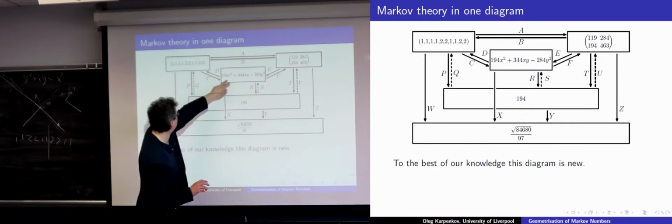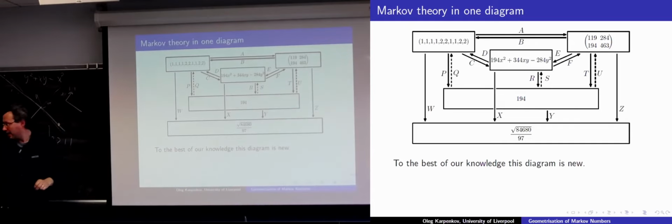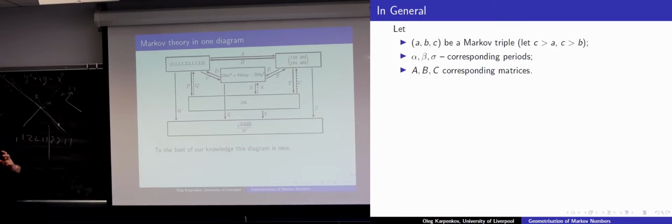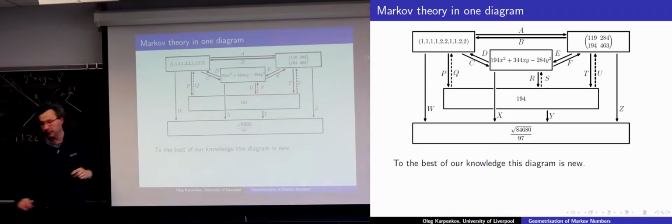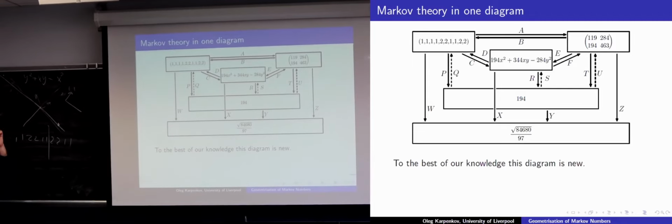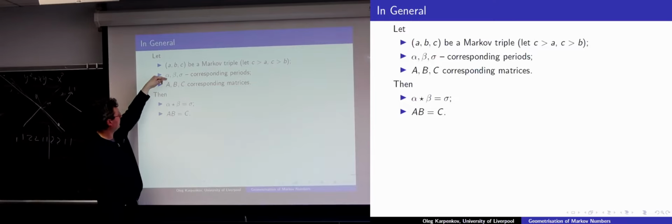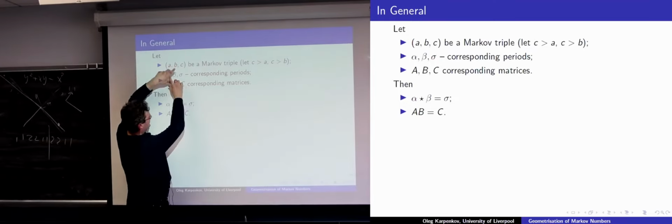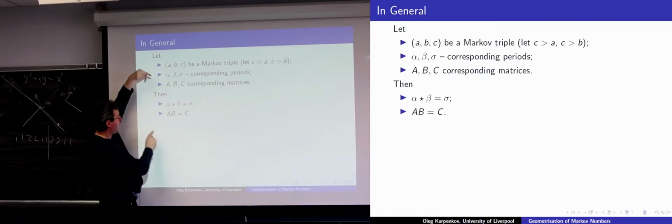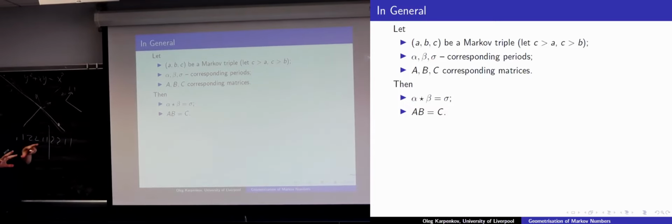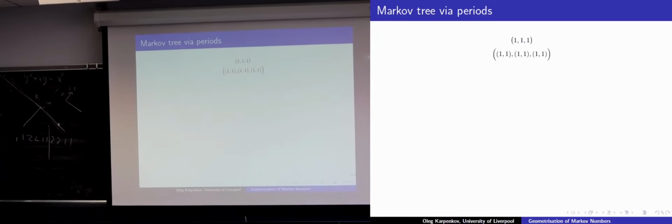special forms here, this type of forms, and this type of sequences. So how do they relate? If A, B, C is a Markov triple, then for every number you have its personal diagram. It turns out that for C, the corresponding period, the sequence here would be the concatenation of these two. And the reduced matrix would be the product of the reduced matrices in the triple. So that's how they are related in the triples.